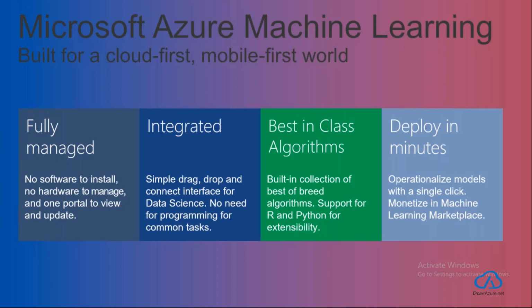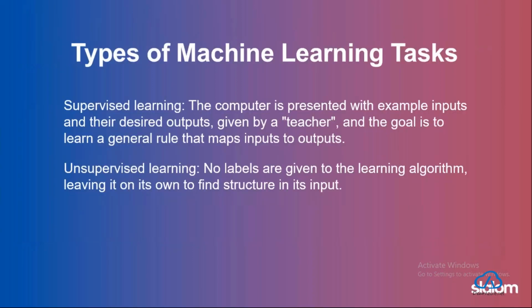The next slide is the types of machine learning tasks. This is the very important part: supervised learning and unsupervised learning. Some people call that structured and unstructured data. So what is supervised learning? In supervised learning, the computer is presented with example inputs and their desired outputs given by a teacher, and the goal is to learn a general rule that maps inputs to outputs. It's labeled data, you can consider.